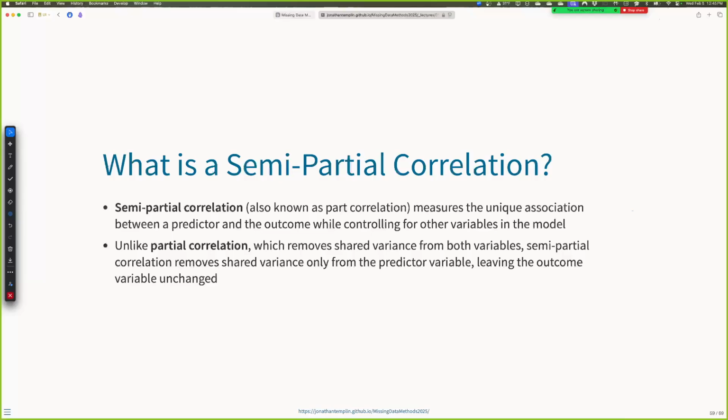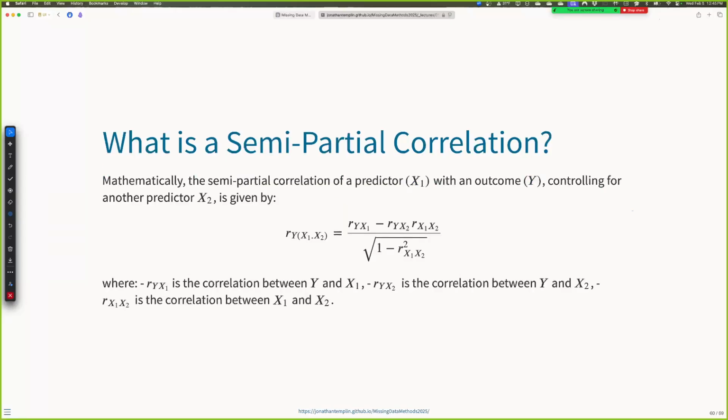But let's talk a little bit more about it. Semi-partial correlation is also known as a part correlation, right? Remember, partial correlation removes the influence of x on a and the influence of x on y. The part correlation, or semi-partial correlation, removes the influence of x on a, but not the influence of x on y.